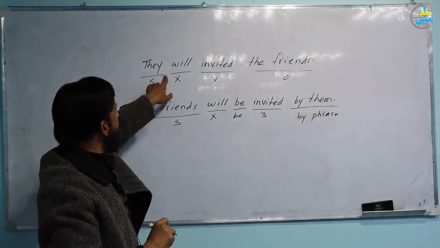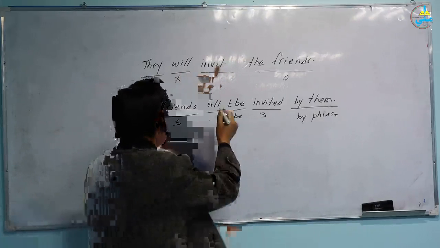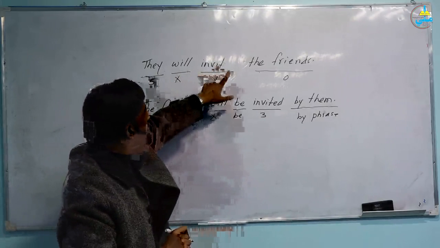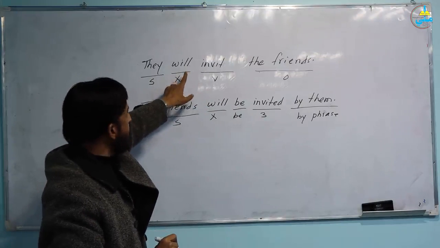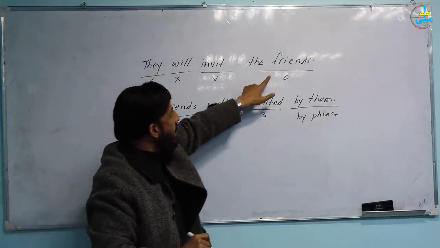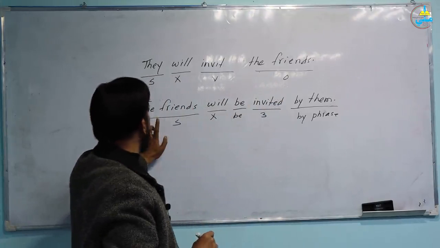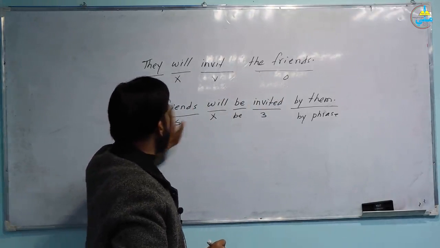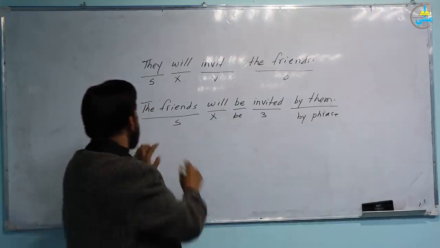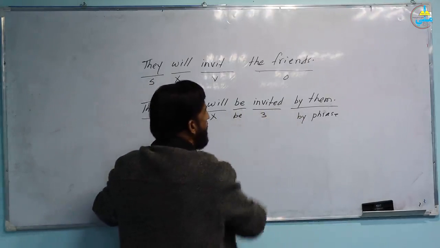This is an active sentence. They will invite the friends. They will invite the friends. So this is future, and this sentence has will as an auxiliary. When we change it to passive, we make the object of the active sentence the subject of the passive sentence. The friends will be invited by them.